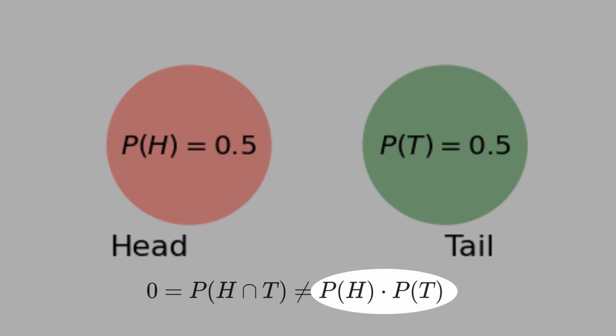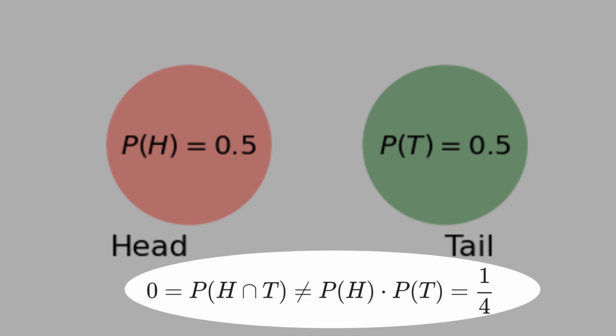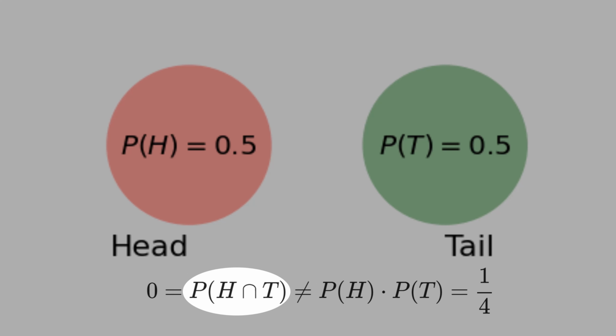And what's the probability of head times the probability of tail? 1/4, because half times half. Therefore, we prove that events H and T are dependent, as this probability is different from this probability here. If you get equality here, then these two events would be independent.